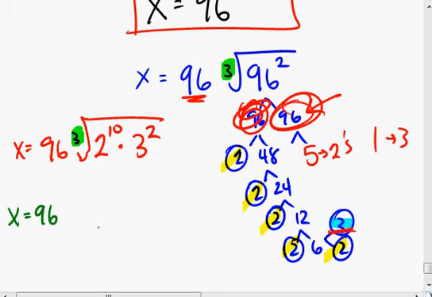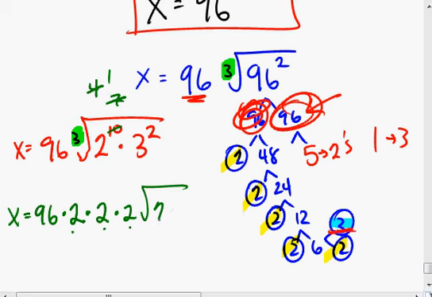Okay, so I got 96 outside. 1 2, that'll drop me down to 7 2's on the outside. I can go again, that'll drop me down to 4 2's. And go again, that'll drop me down to 1 2. So we're looking for groups of 3, we have 10. That's 3 groups of 3, and then 1 2 left over. And 2 3's, not enough.